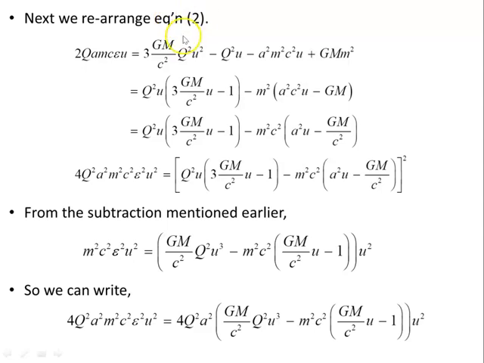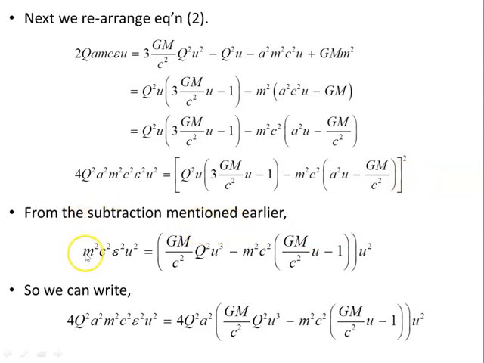All right, next we'll rearrange equation 2 from earlier. I won't flick back to that. That gives us this object here, which is this. Okay, we'll put that in there like that. And then what we'll do is square all of that. So we have 4q squared, a squared, m squared, c squared, epsilon squared, u squared is this right-hand side here squared.